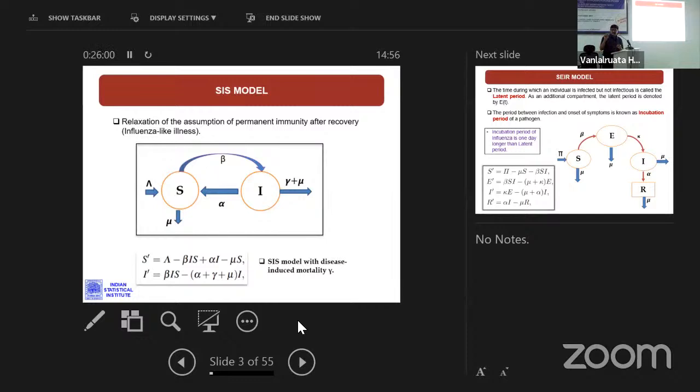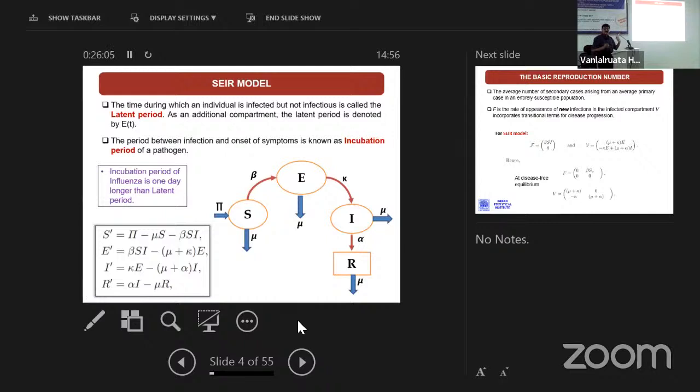Now, I am taking the exposed class. That is, what is the latent period? Suppose in case of COVID, we get the symptoms after some time, but we have already been exposed. We have that disease in our body, but we don't know whether we have that infection. So this is the exposure. So I'm now considering the SEIR model.